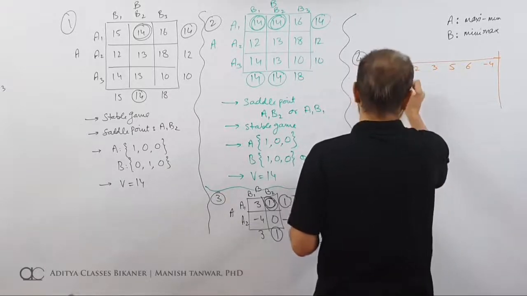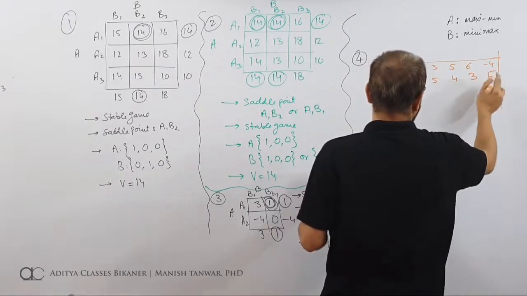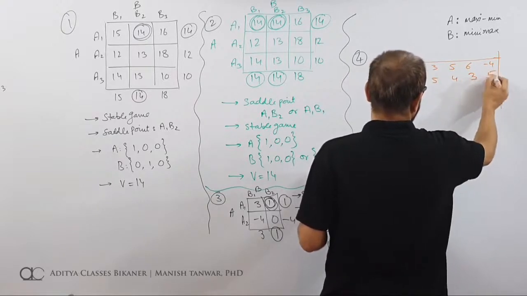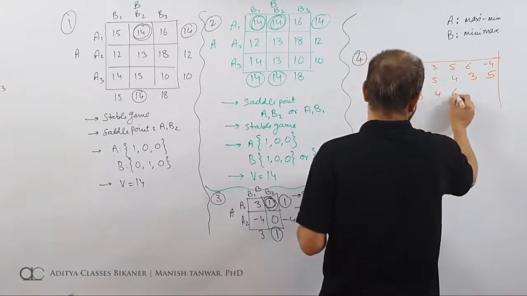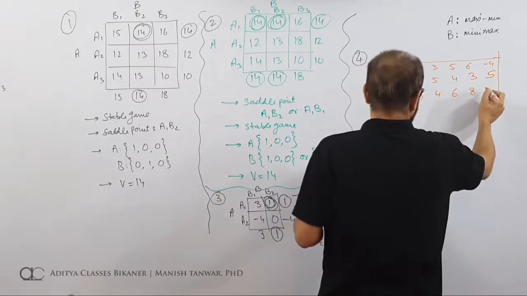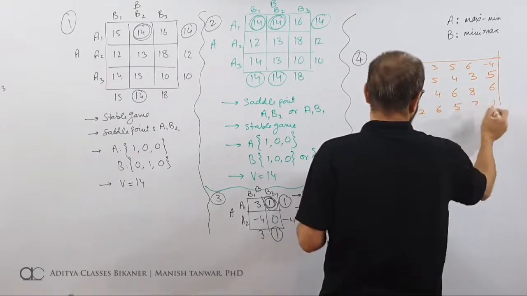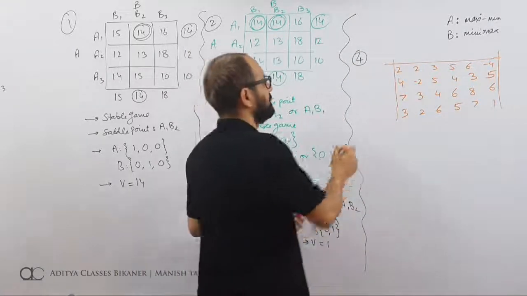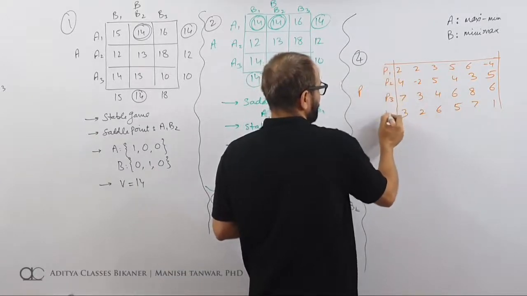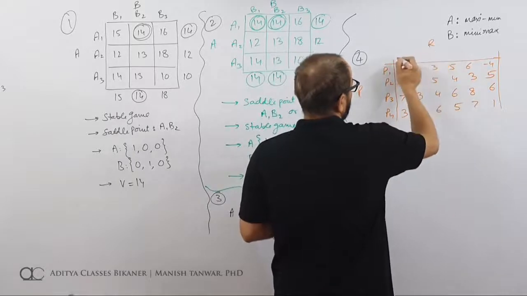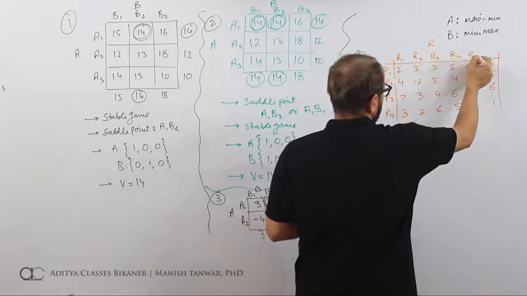Then we have a 4, minus 2, 5, 4, 3 and 5. Then we have a 7, 3, 4, 6, 8. 6, 3, 2, 6, 5, 7, and 1. Now, this time let us say we do not call them A and B, we call them P1, P2, P3, P4, and R1, R2, R3, R4, R5, and R6.